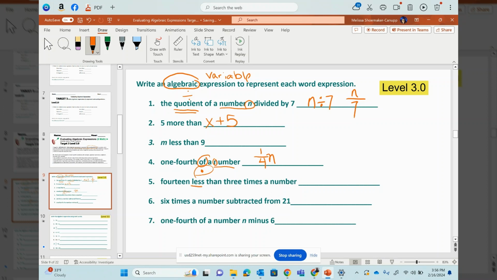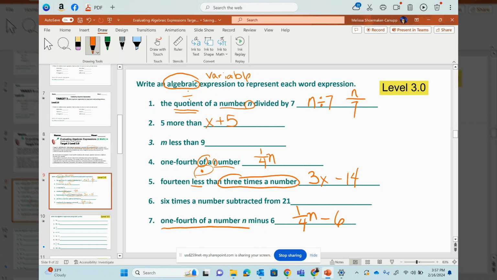14 less, I know that's subtraction, than 3 times a number. 3 times a number, we don't know what the number is, so I'm just going to put x in there. Okay. I'm going to skip 6. 1/4 of a number n, so we already did that, minus 6. One more step. Okay, now you pause here and do the 2 that I didn't do.